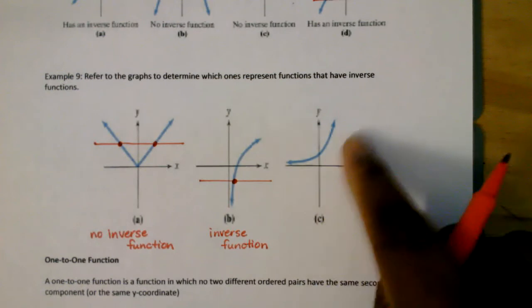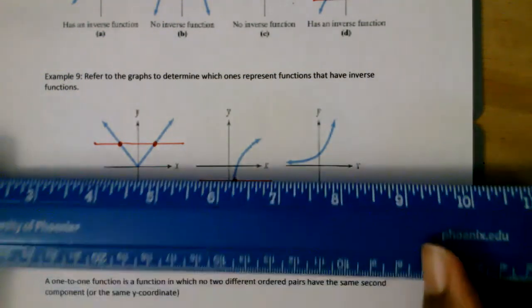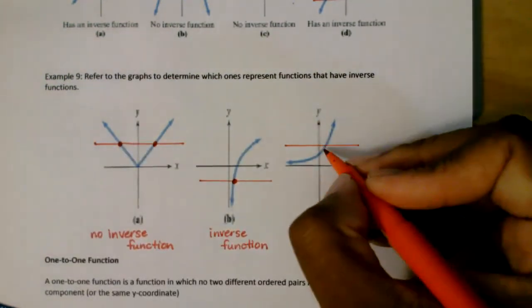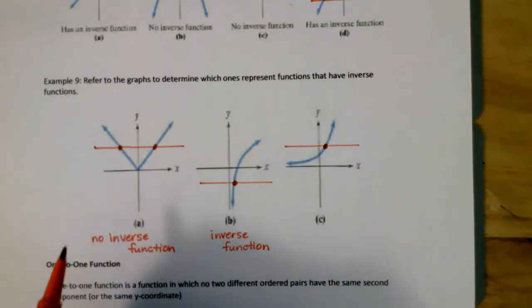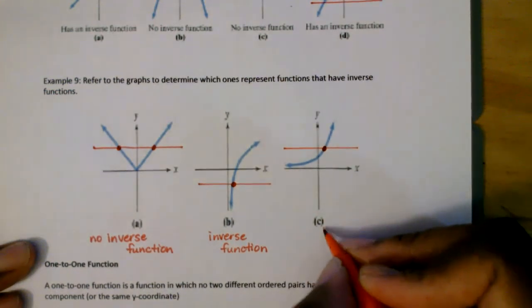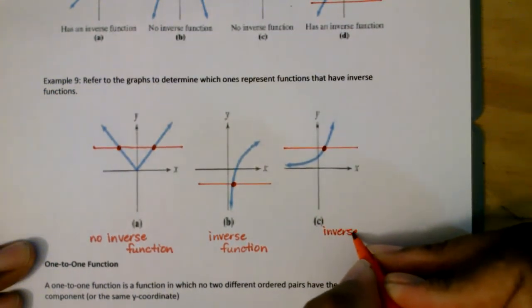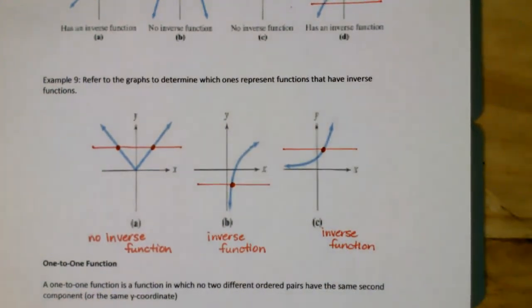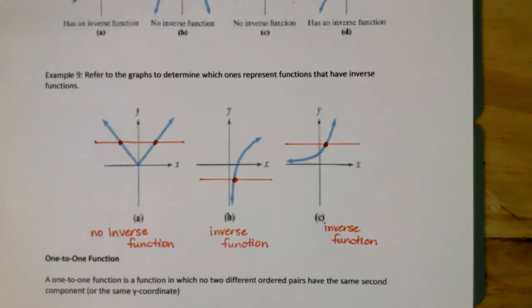And now graph C looks like this. If I draw a horizontal line through that graph, it's only crossing the graph at only one place here. So that means this graph also has an inverse function. Okay. So that's how we use the horizontal line test to determine whether a function, or the graph of a function, has an inverse function.